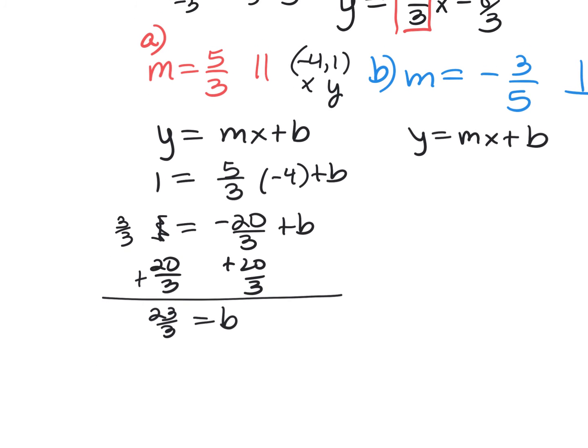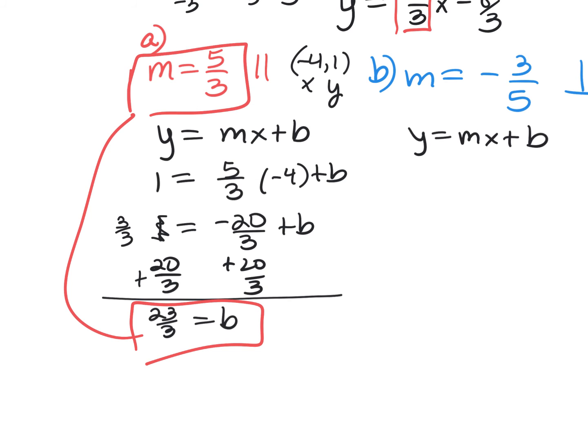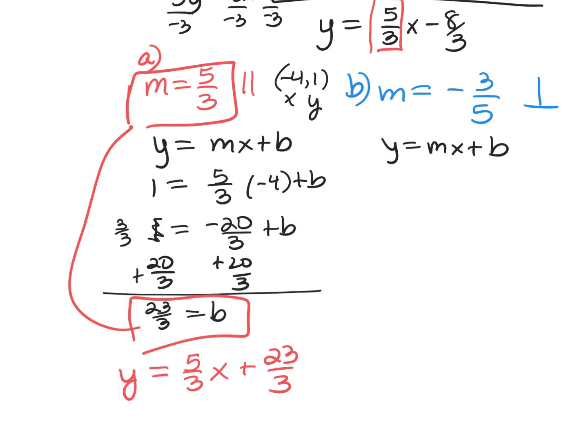So now I take the slope that I found here and the y-intercept and put it back in. Y equals 5/3x plus 23/3. Again, WebAssign will let you enter it as an improper fraction. See if I can write that 23 a little bit better. 23/3. Now for the perpendicular, remember it's using the opposite reciprocal.